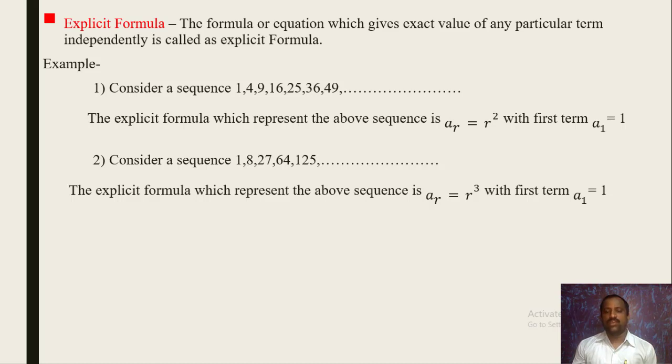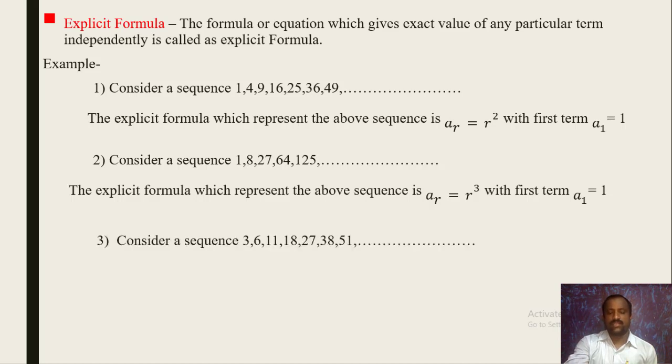That is, if we change the first term a_1, then the same explicit formula will give another sequence. That is, while defining an explicit formula, the first term must be given to you. That is, in general, if we want the 10th term of this particular sequence, then it is directly given by a_10 equal to 10 raised to 3 equal to 1000. That is, we get exactly the nth term independently of the previous and the next term.